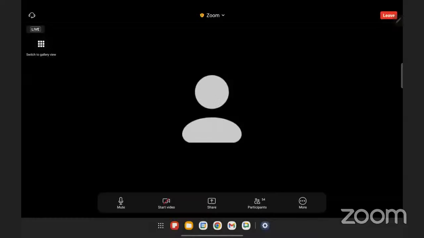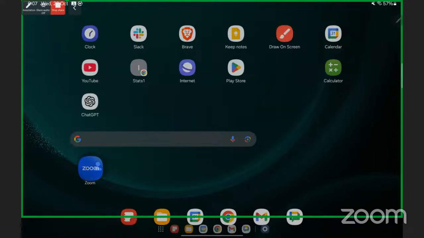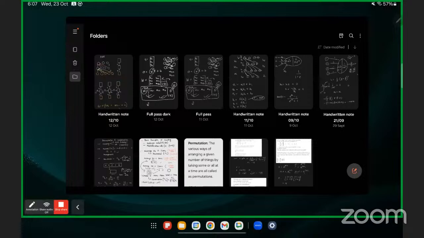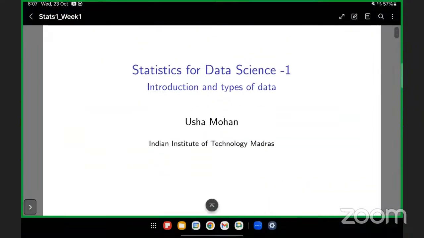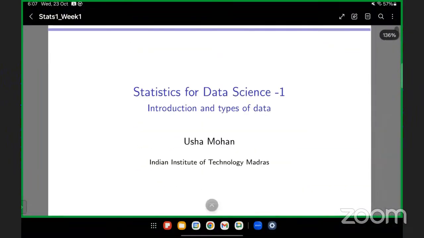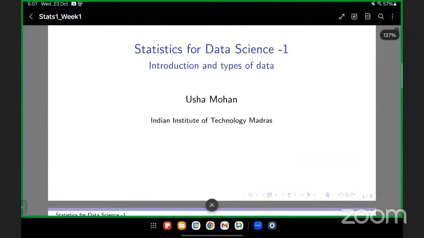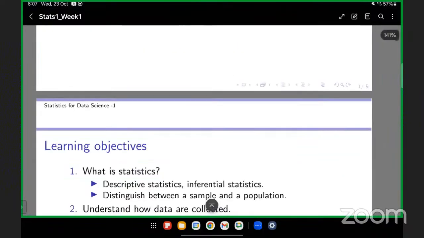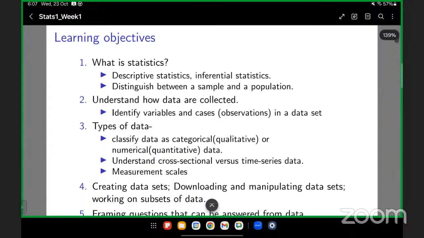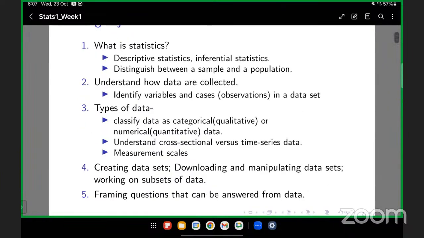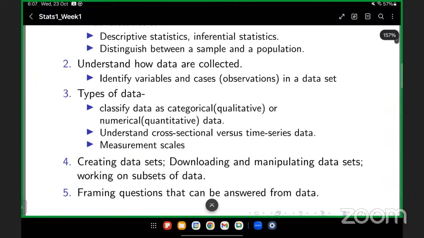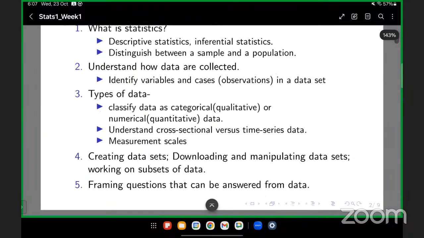Share my screen. Okay, so I'll start with week 1. I'll go briefly about this, not in much detail. If you have some doubts, we'll always cover it.